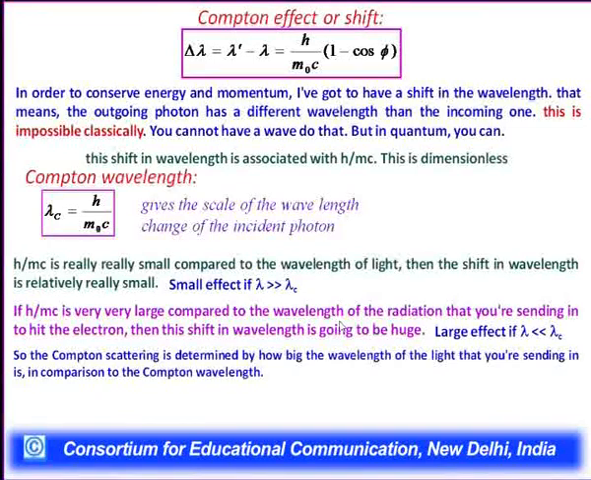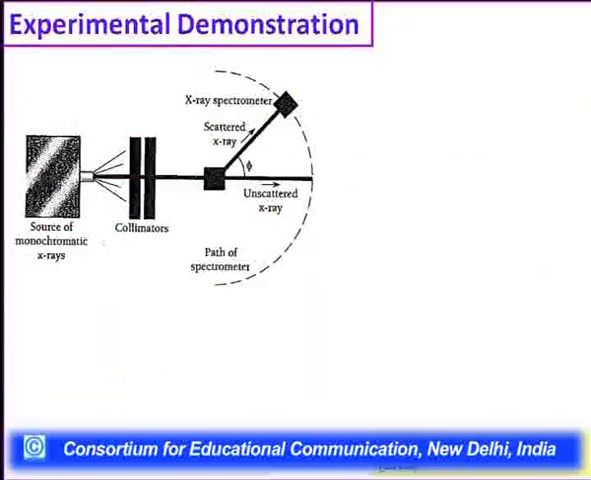If h by mc is large compared to the wavelength of the radiation that we are sending to hit the electron, then the shift in the wavelength is going to be huge. Then we get a large Compton shift and a large effect, which is the case if lambda is much less than lambda c. So Compton scattering is determined by how big the wavelength of the light we send to the target electron is, compared with the Compton wavelength.